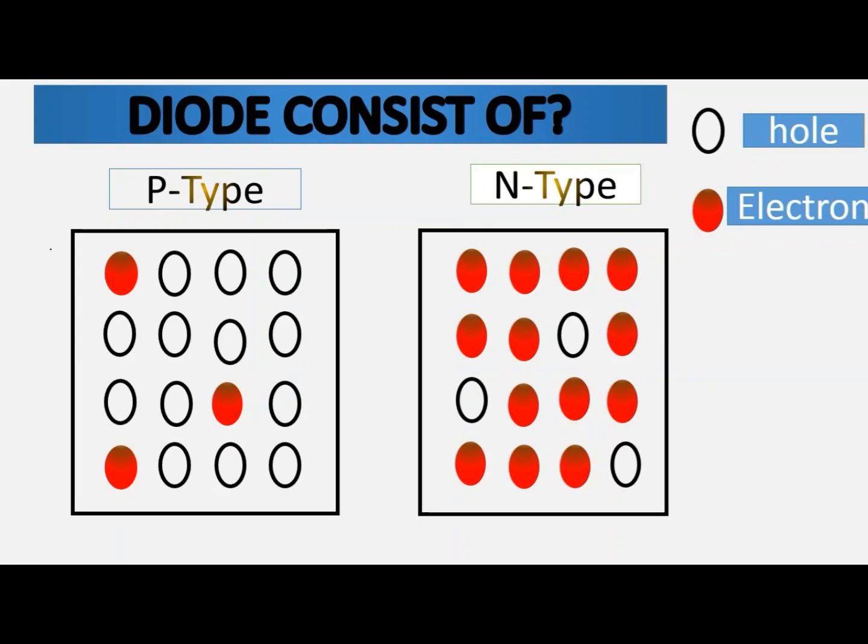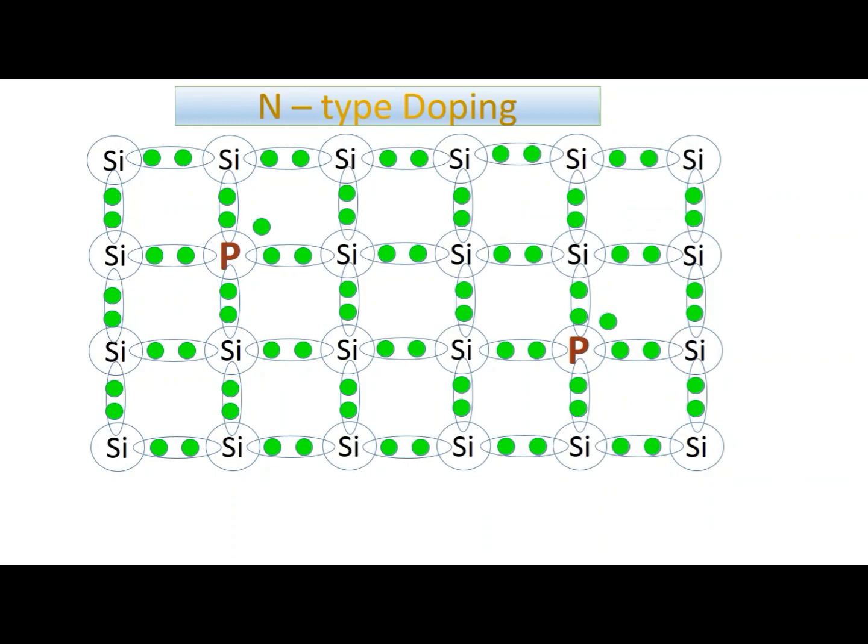A diode consists of N-type and P-type semiconductor material. N-type consists of an excess of free electrons, which are the majority charge carrier, and holes, which are the minority charge carrier. And P-type has an excess of holes, which are the majority charge carrier, and electrons, which are the minority charge carrier. By doping, N-type and P-type semiconductors are made.